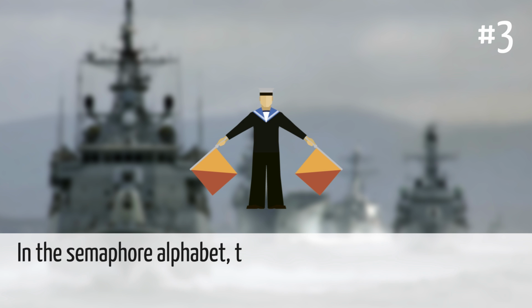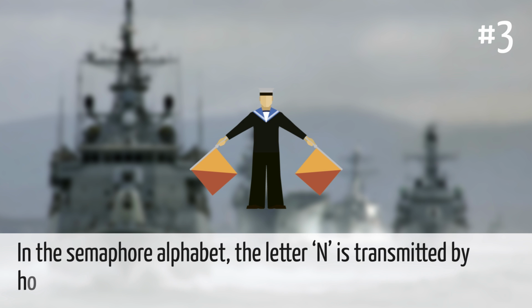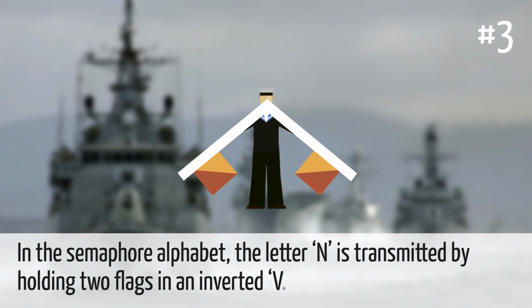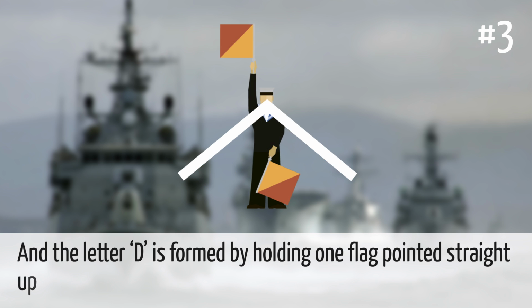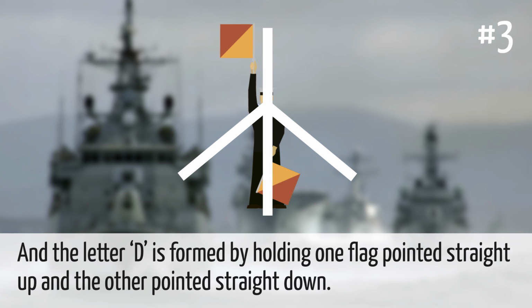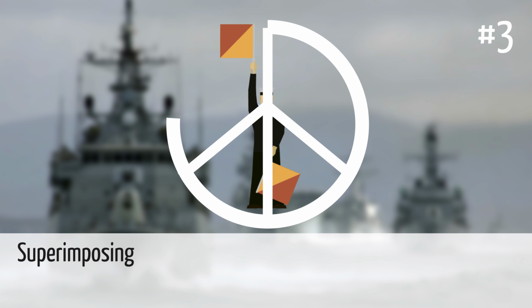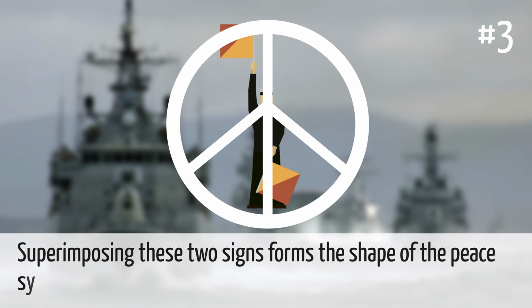In the semaphore alphabet, the letter N is transmitted by holding two flags in an inverted V, and the letter D is formed by holding one flag pointed straight up and the other pointed straight down. Superimposing these two signs forms the shape of the peace symbol.